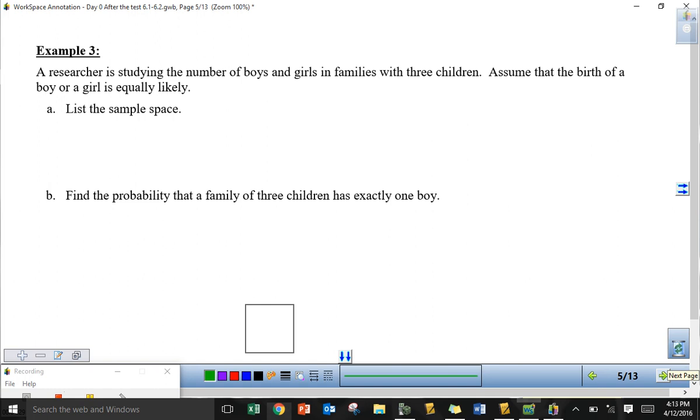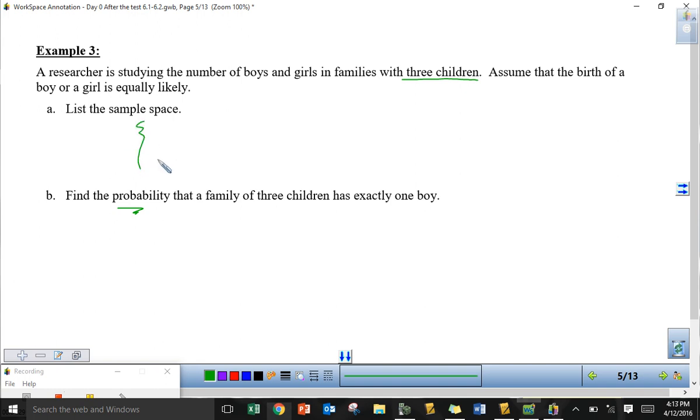Okay, now example 3 is a little bit different because order is going to matter here. We've got a researcher studying a number of boys and girls in a family with 3 children here. So now we're picking 3 at a time, but a girl and a boy would be different from boy, girl. Okay, order of the births do matter here. Okay, of course we're going to assume that the birth of a girl or a boy is equally likely, and that's going to help us with the probability on part B. But first we just want to list out the sample space.